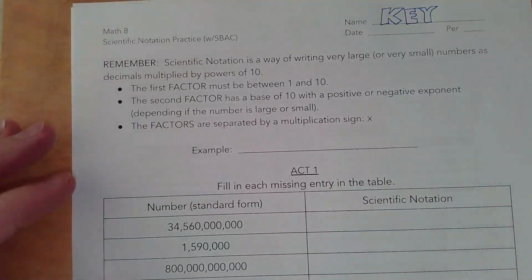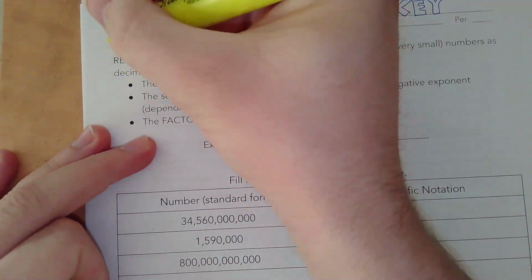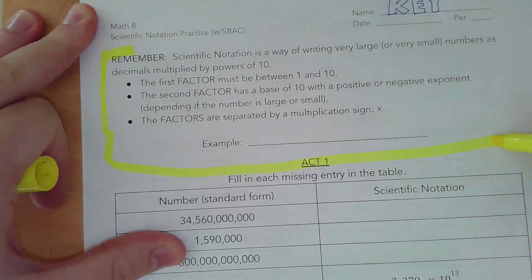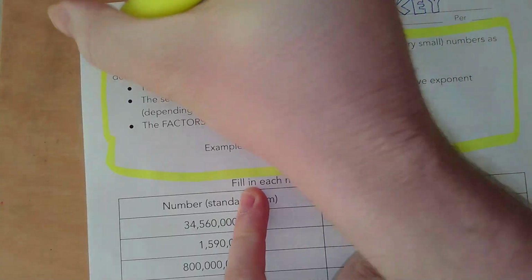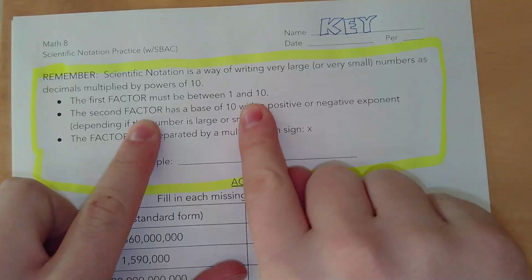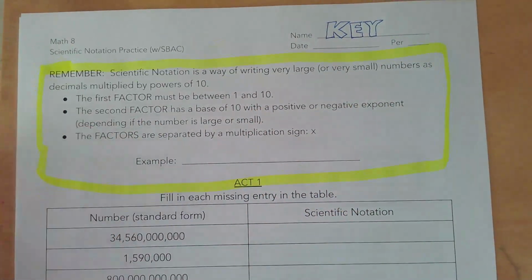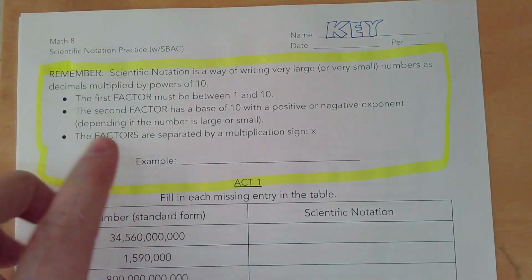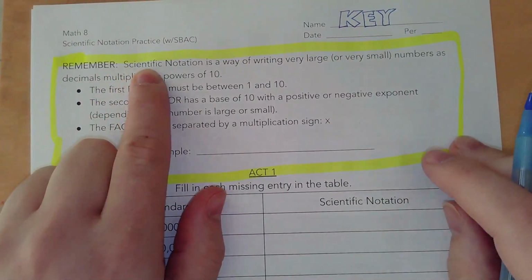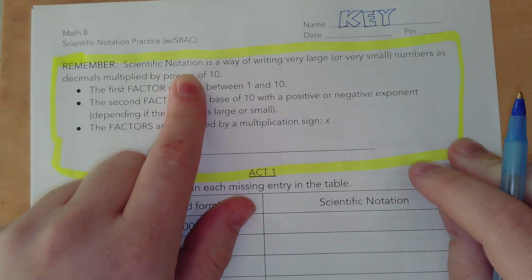What is important? Take a highlighter. I want you to highlight this zone right over here. This is the important stuff about scientific notation, that if you mess one of these things up, it will not be in the correct notation.